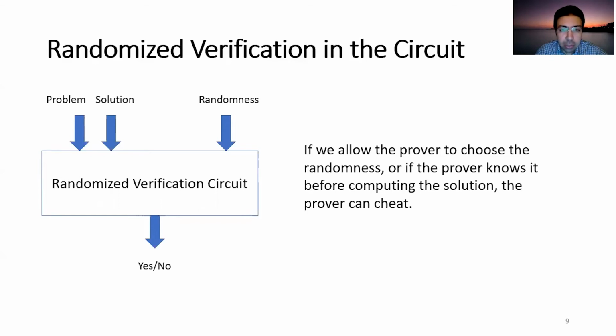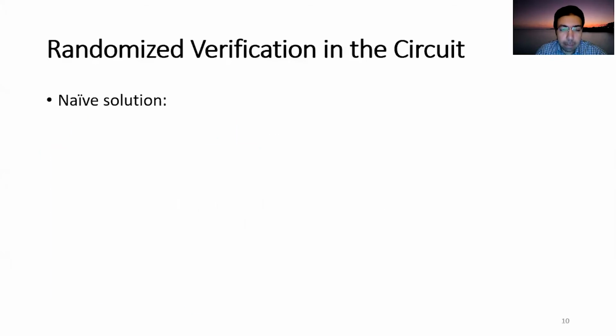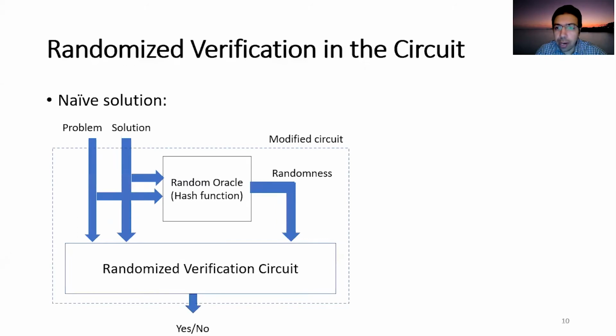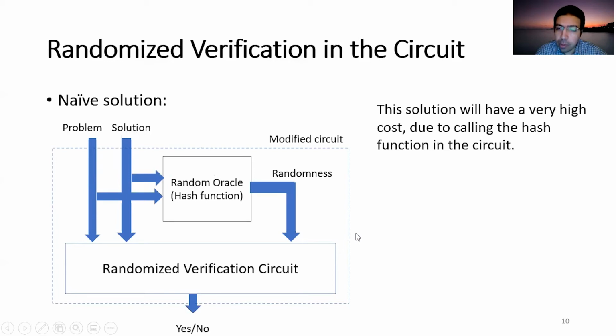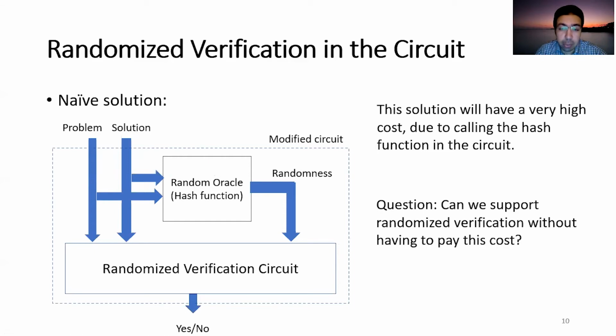So to avoid this, we can let the prover only know the randomness after he comes up with the solution. For example, we can have some sort of hash function in the circuit that takes the problem and the solution and produces the random values needed for the randomized verification circuit. But the problem here is that this solution will have a very high cost due to calling the hash function in the circuit. So can we do this? Can we support this randomized verification without having to pay this cost?